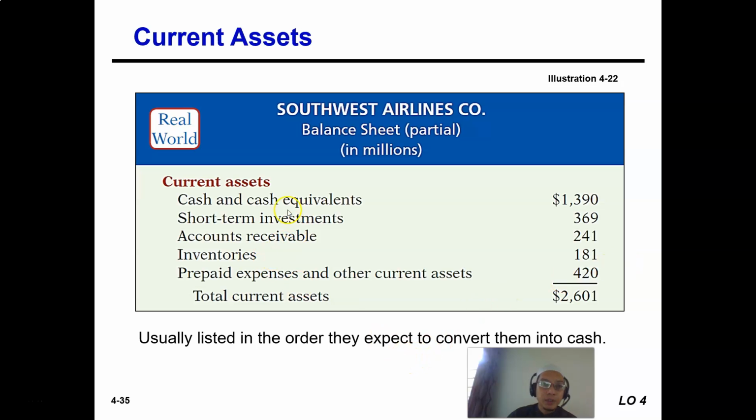And usually the current assets are shown according to the ease of converting them into cash. Cash and cash equivalents is of course the easiest to convert to cash. You can take your cash and give it to somebody and ask them to exchange for different cash. You have a 100 ringgit note, you go to the bank and ask them for two 50 notes.